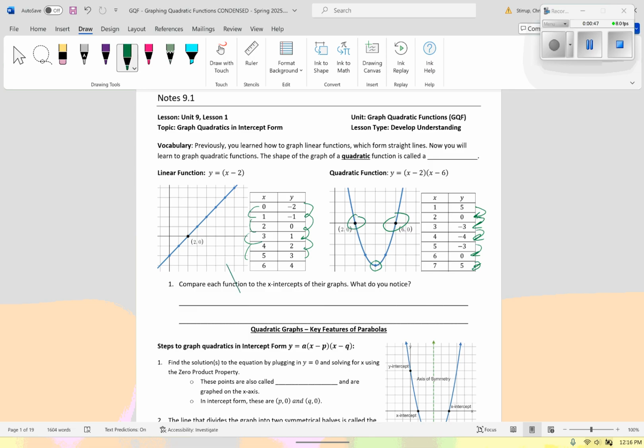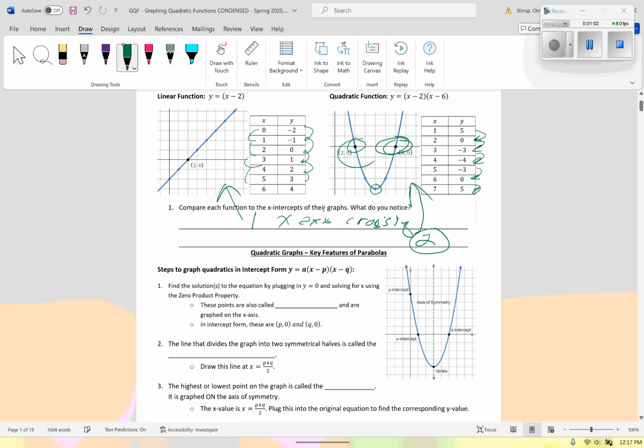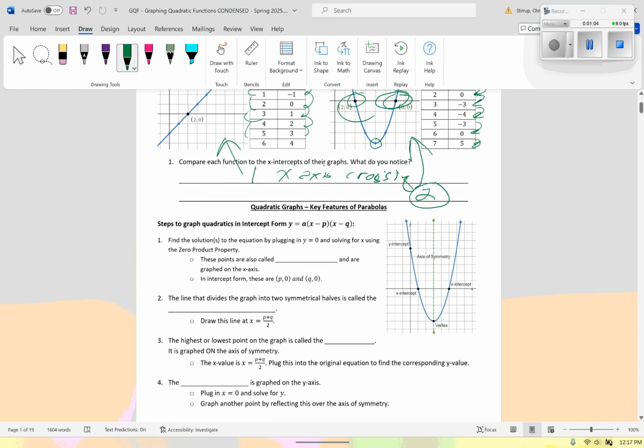Well, this has one x-axis crossing, and this has two. Okay? So sometimes we might get them where they're already factored out. Okay, this is factored form. You have two sets of parentheses. So basically what you're doing is you're finding the x-intercepts when that takes place.